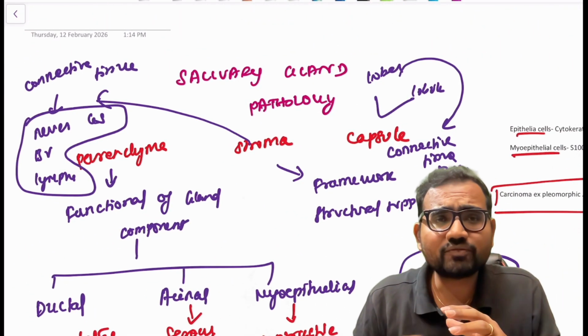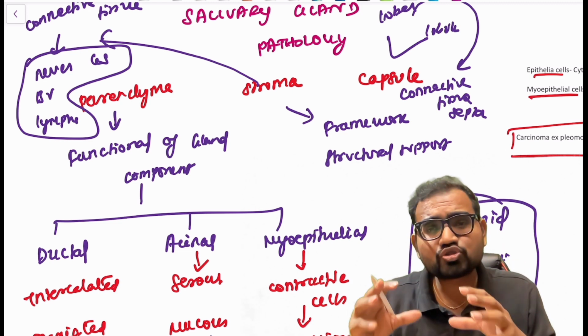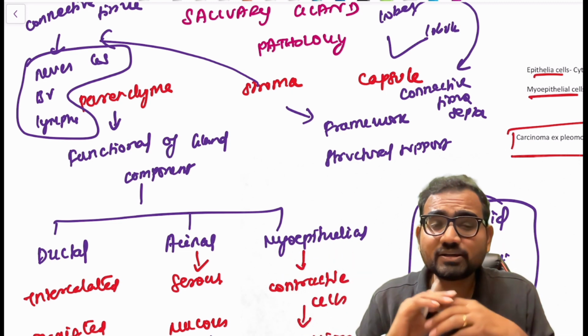So this forms the very basics of the salivary gland, and we talked about the most common benign tumor, which is the pleomorphic adenoma.